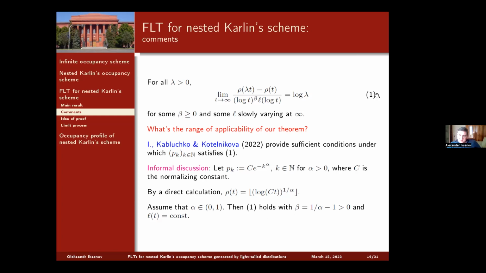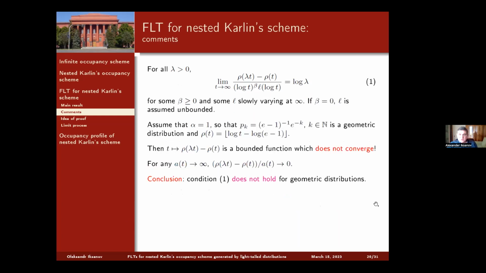In this case, relation 1 holds with beta equal to 1 over alpha minus 1, which is positive, and a slowly varying function L being a constant. Thus, everything is fine, and whenever alpha belongs to this interval, the discrete variable distribution satisfies relation 1.